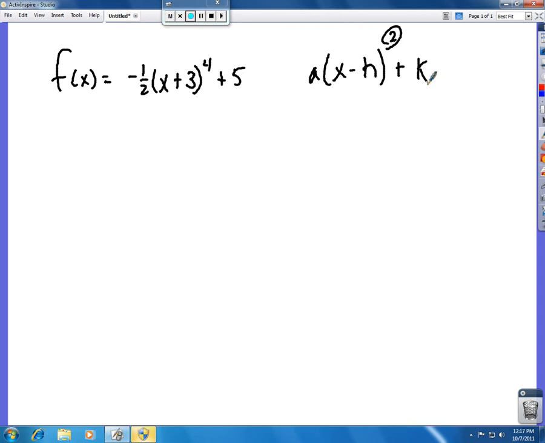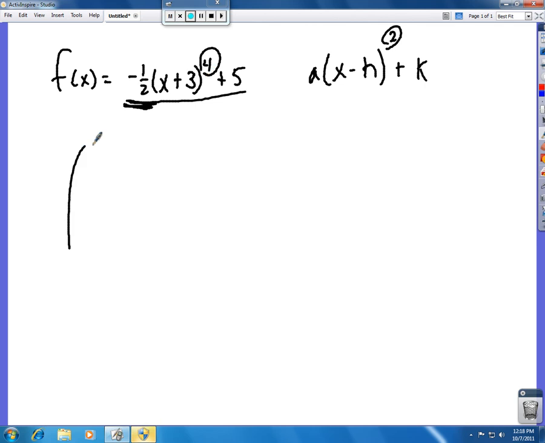So this should automatically resemble, hey, we did this before, which looks just like this, and I can get my vertex. And also, because the a value is sitting out here, you should also know if this opens up or down. So here, by doing a little bit of analysis, just by evaluating without even putting any numbers in for x, you should know, first off, that this graph is going to open down, and because this power is even, it's going to be a parabola.